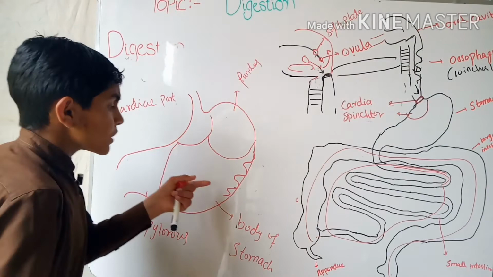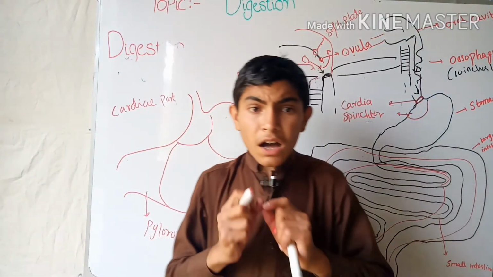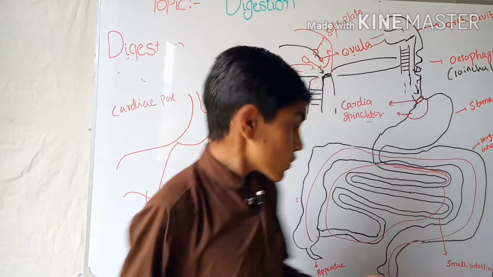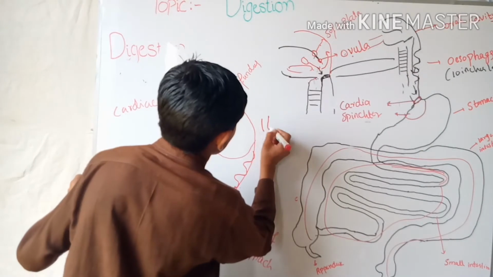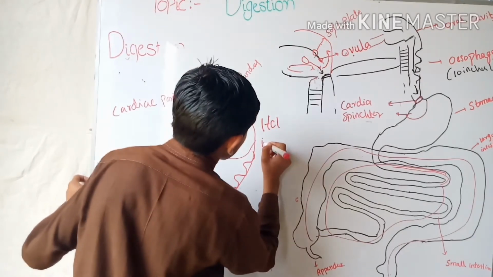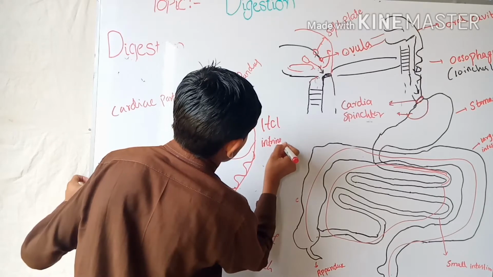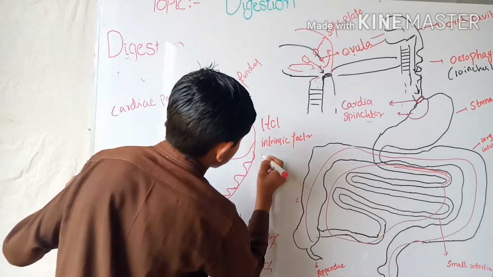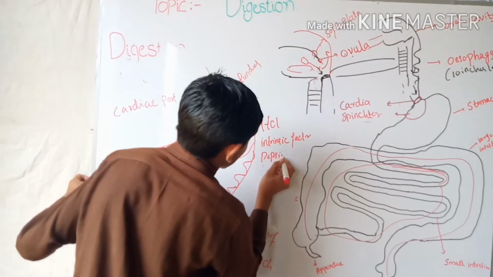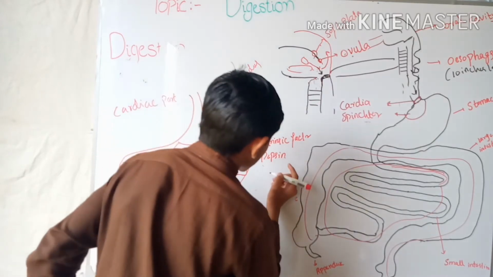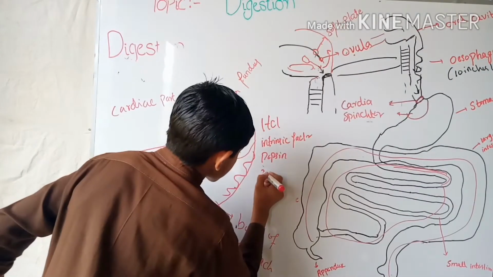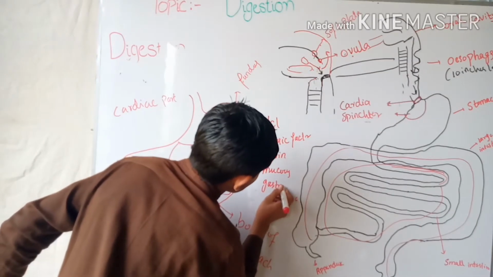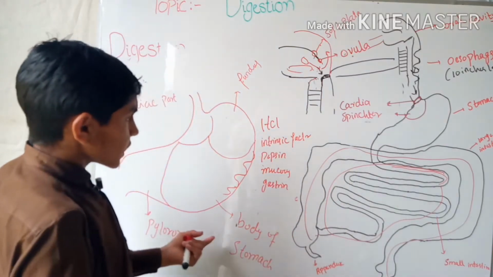The stomach wall secretes hydrochloric acid and the intrinsic factor. Okay, so we'll say that: HCl, intrinsic factor, okay, pepsin, okay, other chemicals also, mucus, gastrin, and others are also involved.